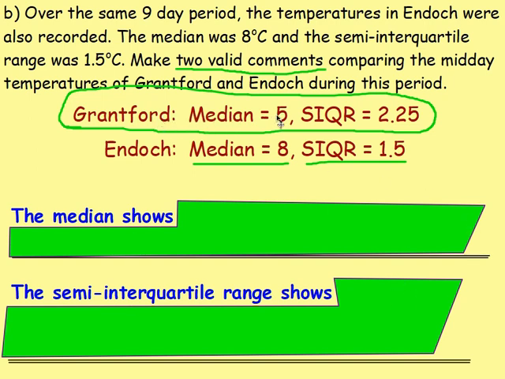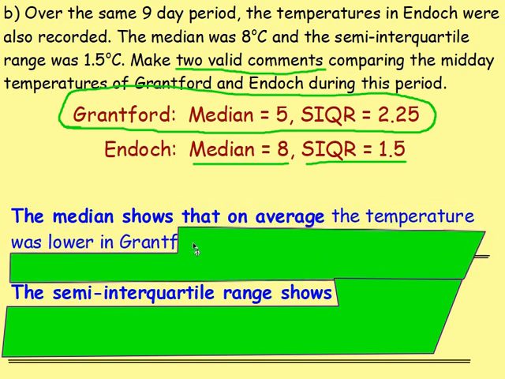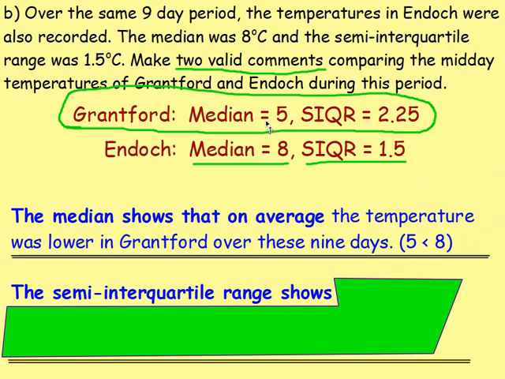So in Grantford, you can say the average temperature was 5 degrees, but in Endach, the average temperature is 8 degrees. So comparing them, make sure you get the word average in when you're talking about the median. I would say the median shows that on average, the temperature was lower in Grantford over these 9 days. You know that because it is these 2 numbers that you're looking at, the 5 and the 8. 5 is lower than 8, so the average temperature is lower in Grantford.